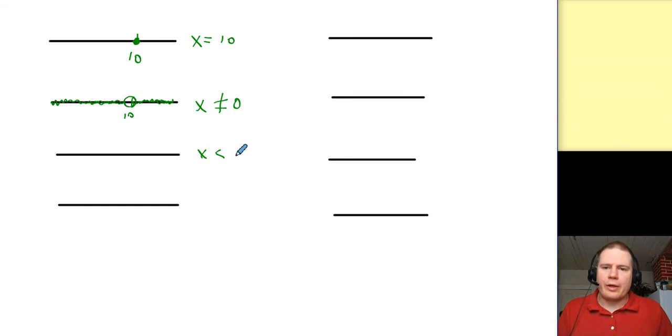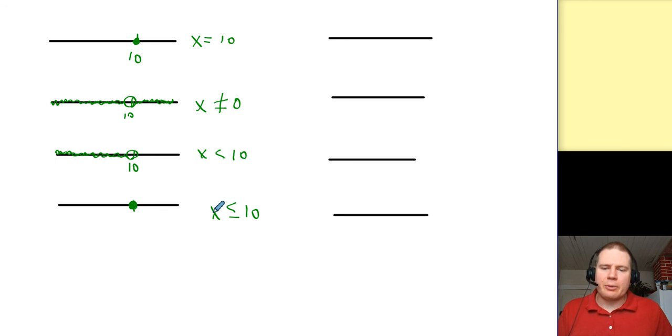Well, if I have less than 10, is 10 less than 10? No, it's not. So I'm not shading in 10, but I am shading in everything else. Or I can say x is less than or equal to 10. I actually have two conditions here. Is 10 less than 10? No, it's not. But is 10 equal to 10? Yes, it is.